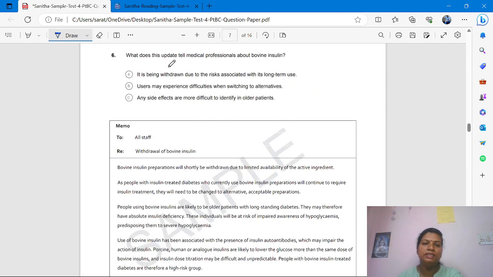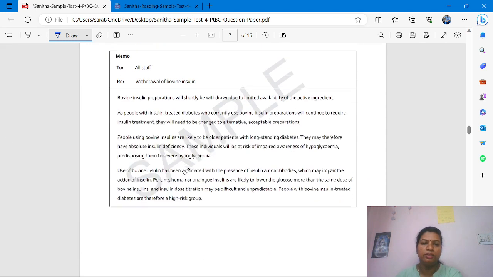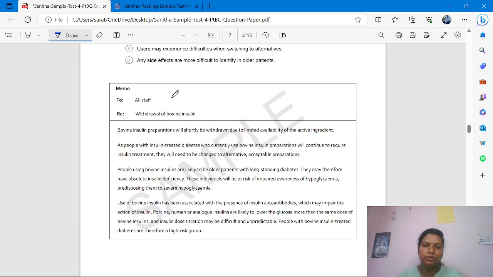Sixth one, what does this update tell medical professionals about bovine insulin? There was some update that came. What is it saying? Update about bovine insulin, because this is the memo. Bovine insulin preparation will shortly be withdrawn due to limited availability of active ingredients. So it is limited now.